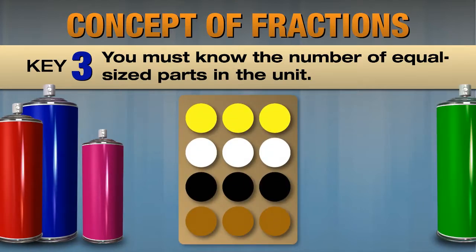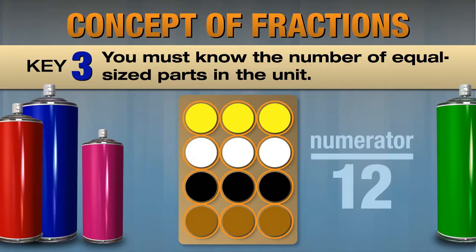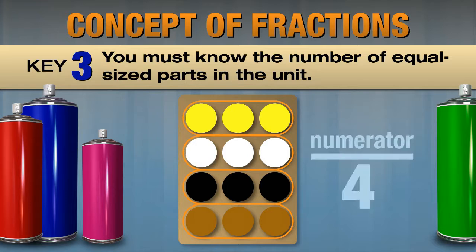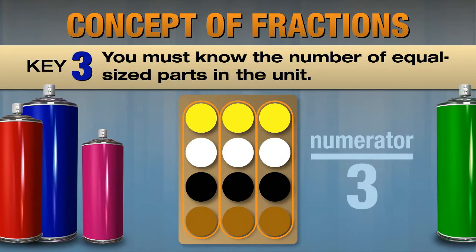Here's a case of spray paint containing 12 cans. Since there are 12 cans in a case, each can represents 1/12 of the case. But you can also see that there are rows of yellow, white, black, and brown paint, with 3 cans in each of the 4 rows. Each row represents 1 of 4, or 1/4 of the case. We could also divide the case into thirds, or 6ths. The denominator always tells the number of equal-sized parts.